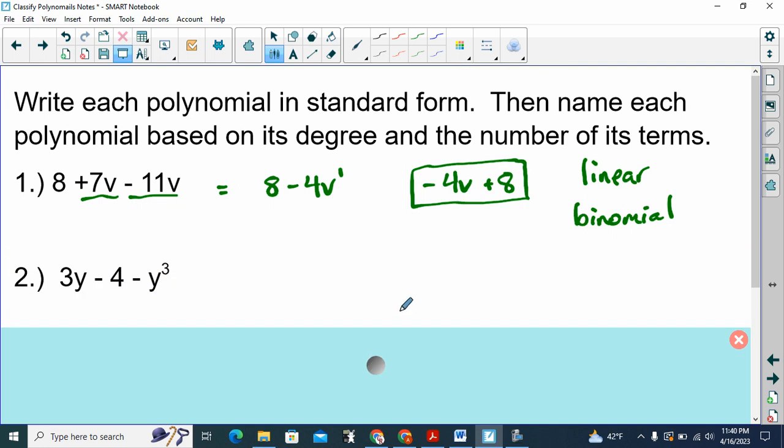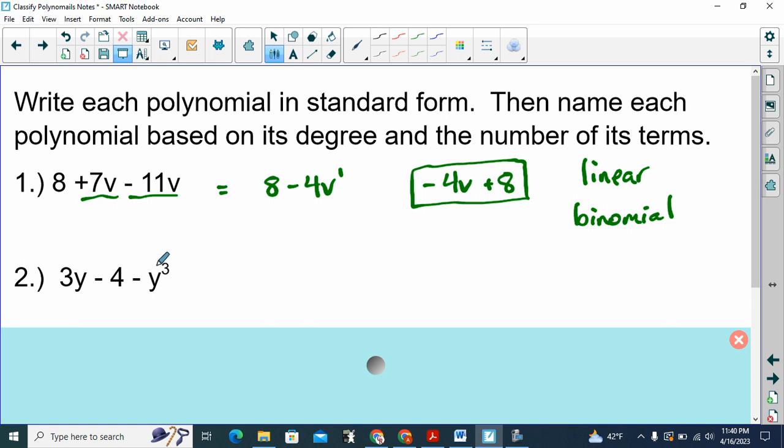Number two says 3y minus 4 minus y cubed. First, we try to combine any like terms. I have no like terms. 3y, 4, y to the third, there are none of those that have the same variable with the same exponent. I can't combine anything. So we are going to move on to writing in standard form.